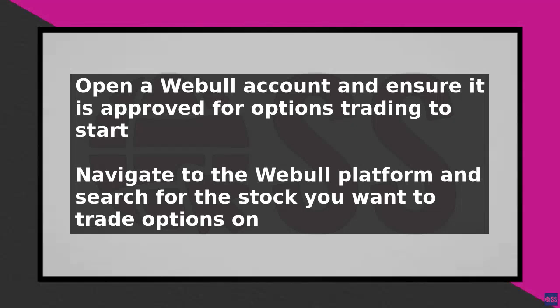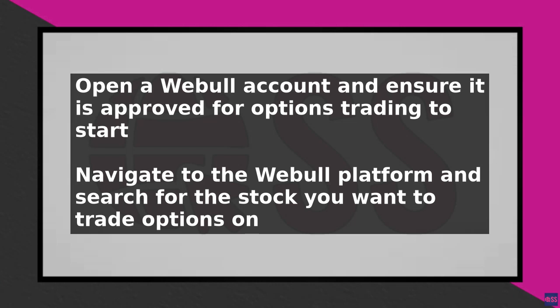To trade options in Webull, you first need to open a Webull account and ensure it is approved for options trading. Once your account is approved, navigate to the Webull platform and search for the stock you want to trade options on. Click on the stock symbol to open its details page. Then select the Options tab.